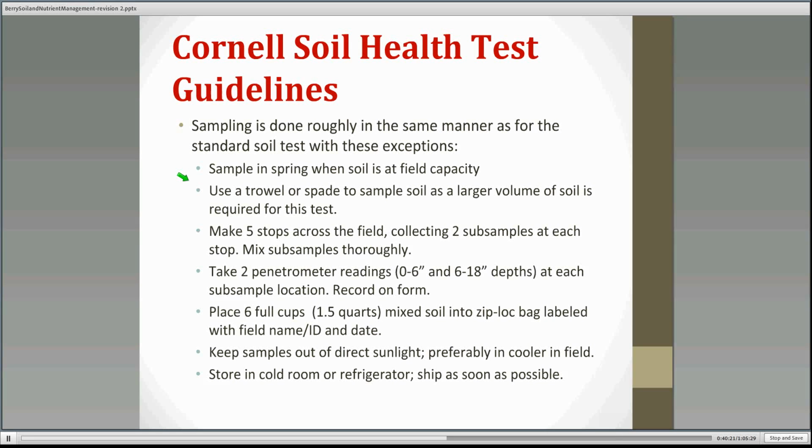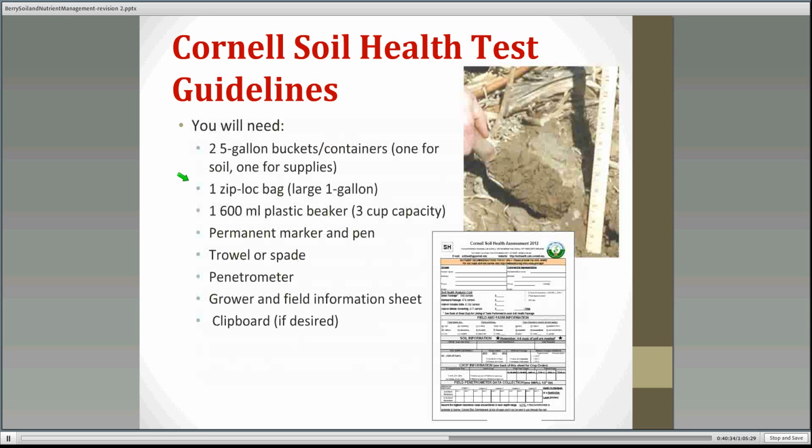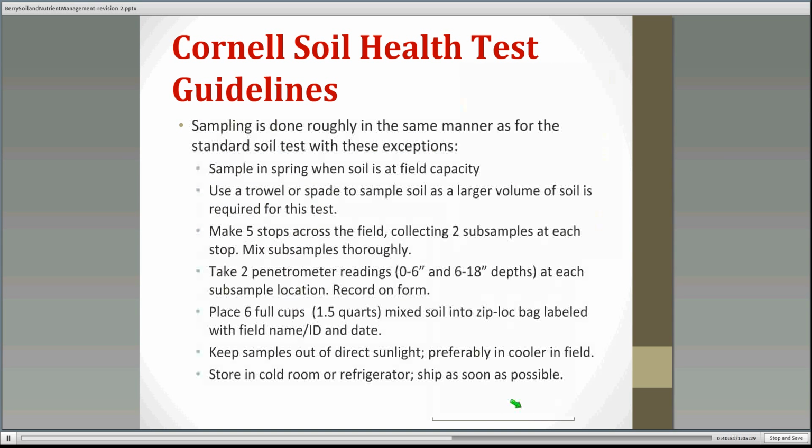At each of those stops, you want to make 2 penetrometer readings, one from 0 to 6 inches and then 6 to 18-inch depths at each subsample location. And actually, if we go back to that form, right down here is the area where you're going to have push 1 and push 2 for the surface and then the subsoil samples. And you're going to be doing that for each of those 2 locations. So you end up with quite a few readings there. Then you're going to record that on the form.